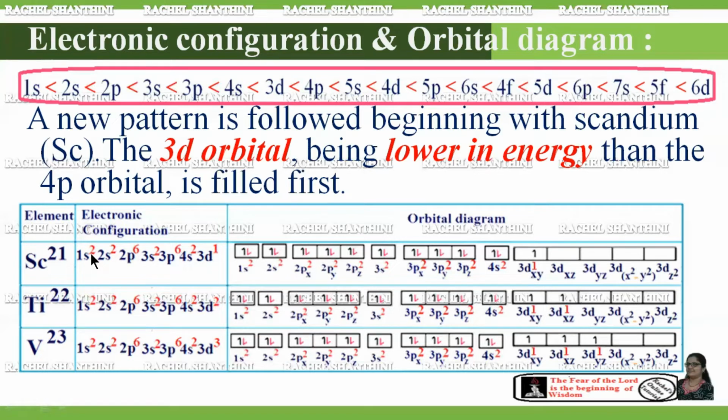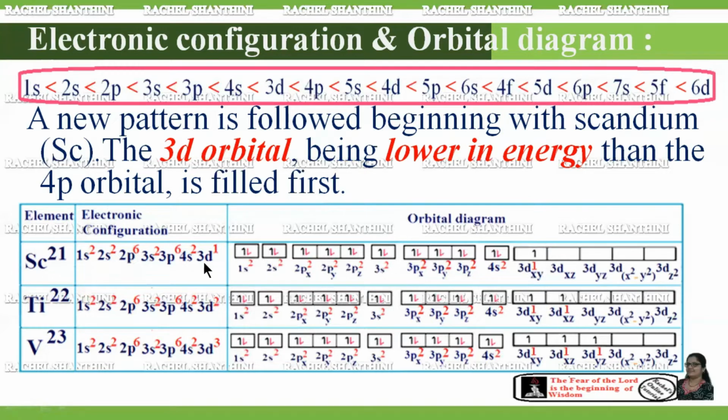So as usual, 1s2, 2s2, 2p6 up to this neon configuration, right? 3s2, 3p6. So totally 10 plus 2 plus 6, 18. Then 4s2, 20 we have written, right? So how many electrons actually we have in scandium? 21. So 21 minus 20, how many electrons remain?